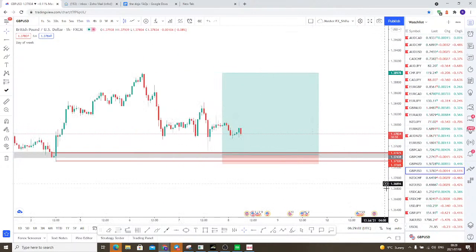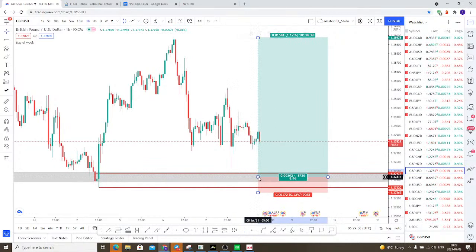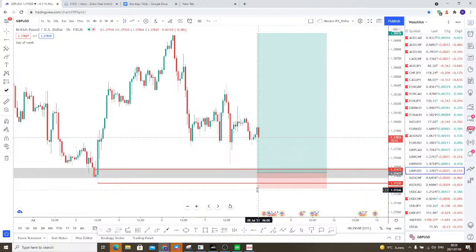But I did not highlight this because the zone that we're looking at entering on, it's not as solid as I'd want to see. It's not presenting some characteristics that I usually like, which is why I skipped it.